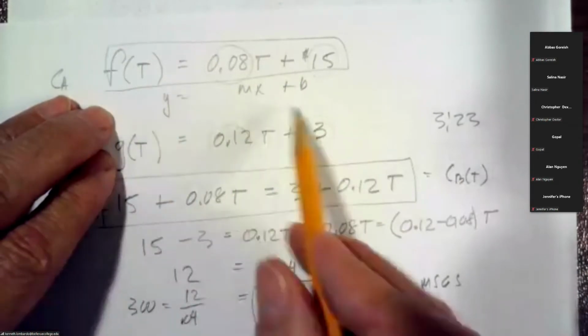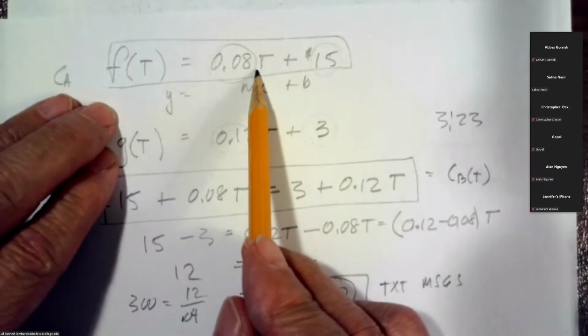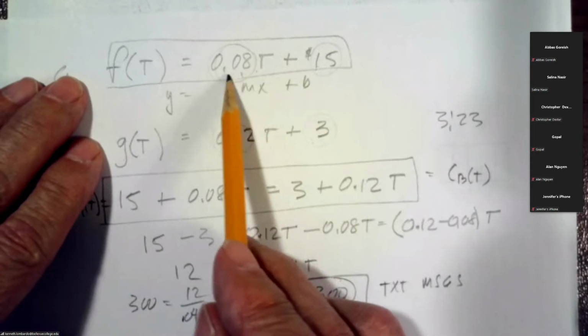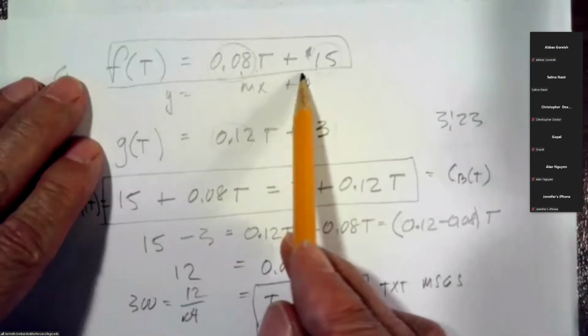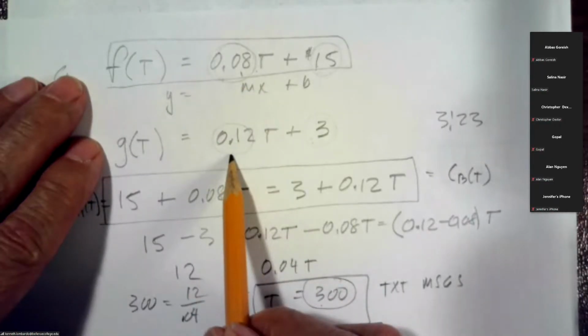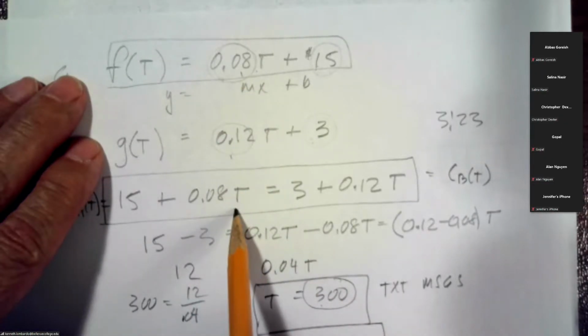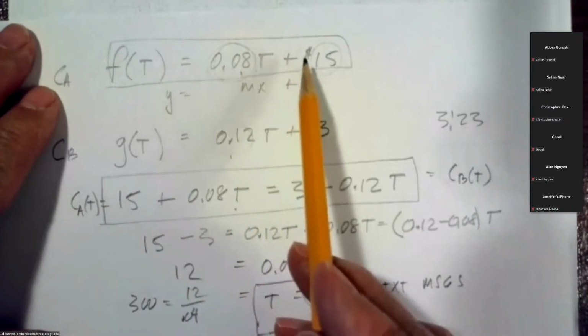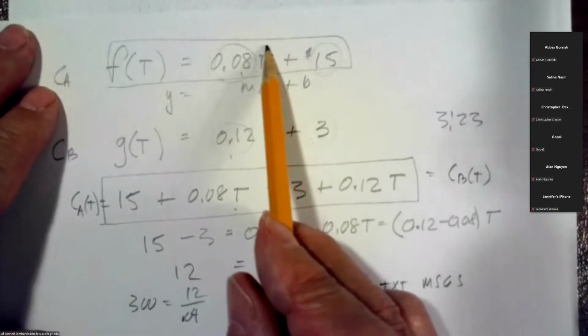No, I used it with 15 plus 0.08t equals 3 plus 0.12t. Is that this one? No, it's the one below that. This one? No, below. So the answer is you can plug it into either one of those. You don't need to set one equation equal to the other. You can plug it in for t on either side. Sure, you can plug it in here, can't you?